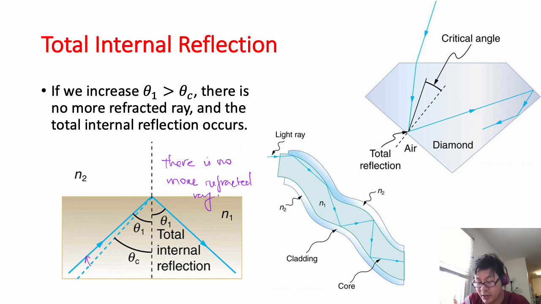With this phenomenon, we can apply it to light tubes and light cables to transfer signals over very large distances. Another application is the critical angle for the diamond. The index of refraction of the diamond is very, very large. So when light comes into the diamond, it undergoes total internal reflection many, many times before it can move out of the diamond. This makes the diamond sparkle.